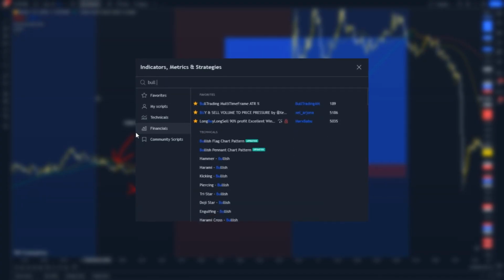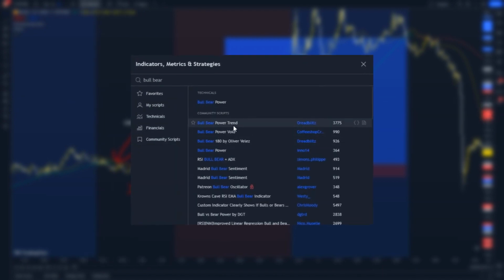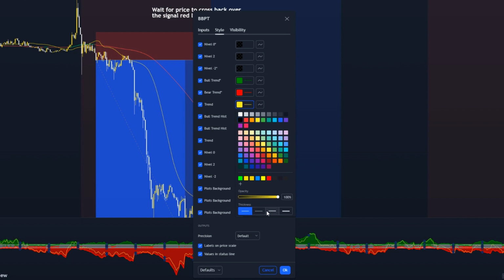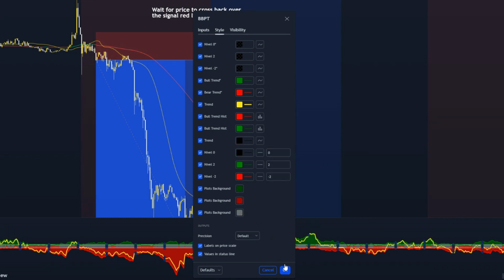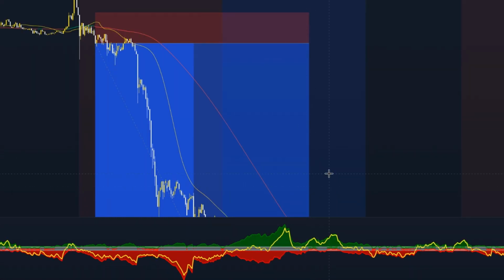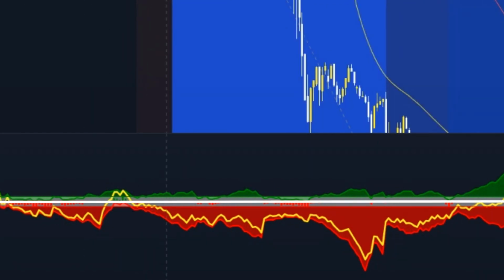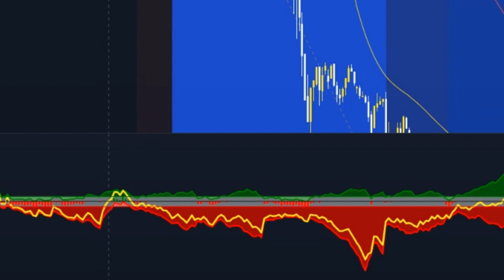The indicator we will finish this strategy with is called the bull-bear power trend. In the settings, let's change the color of the trend line to yellow and make it thick. We will be focusing on this. You can see for this sell trade the bull-bear power trend also validated it with the yellow trend line being below the mid baseline here. This confirms price has downward pressure.